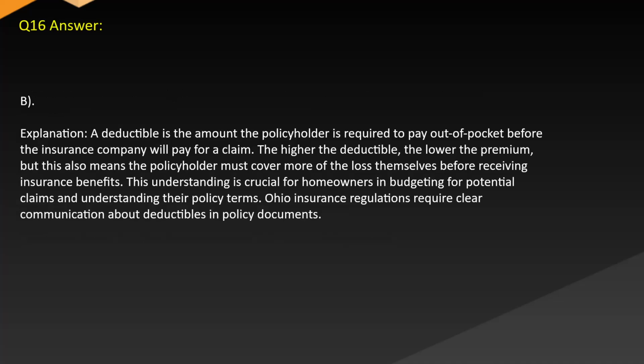Answer B. Explanation. The deductible is the amount the policyholder is required to pay out of pocket before the insurance company will pay for a claim. The higher the deductible, the lower the premium, but this also means the policyholder must cover more of the loss themselves before receiving insurance benefits. This understanding is crucial for homeowners in budgeting for potential claims and understanding their policy terms. Ohio insurance regulations require clear communication about deductibles in policy documents.